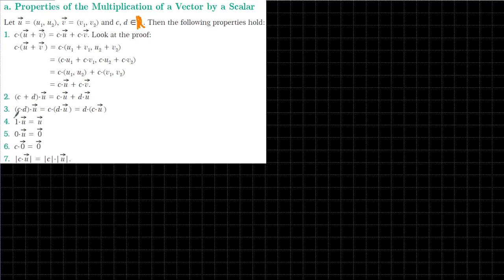1 times u is equal to u, so 1 is the multiplicative identity. 0 is the additive identity, and when you multiply by 0, it makes the result 0, so 0 times something is 0, and c times the 0 vector is 0 again. And this is the last part: the distance of c times u is equal to the absolute value of c times the distance of u. Here the sign is used as an absolute value, and this shows the distance also. We need to mention that, that's the difference here.